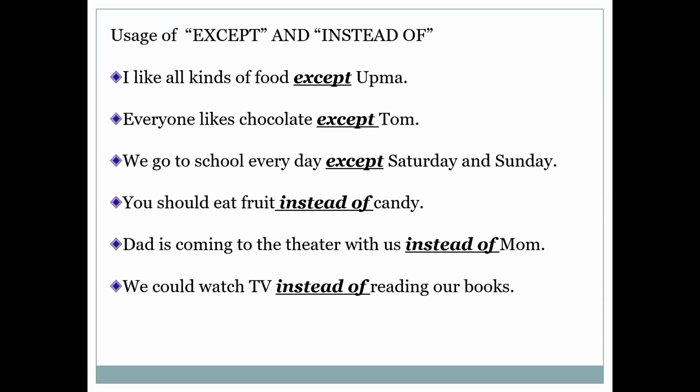You should eat fruit instead of candy. Dad is coming to the theater with us instead of mom. We could watch TV instead of reading books. So instead of this, we can do that. Instead of and except are two kinds of prepositions which can be used in these situations. The examples that I have shown you.